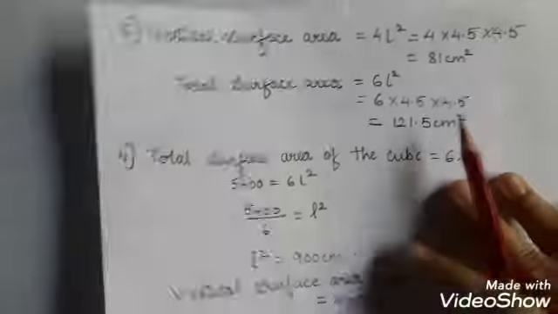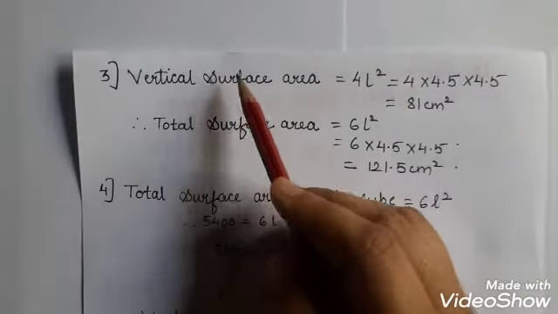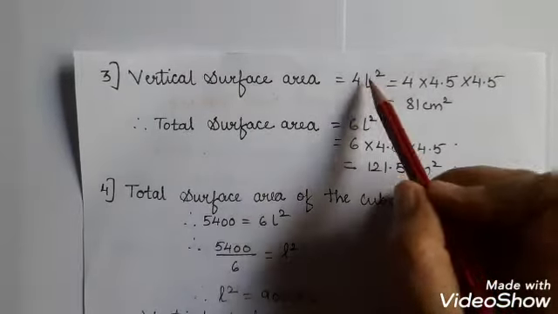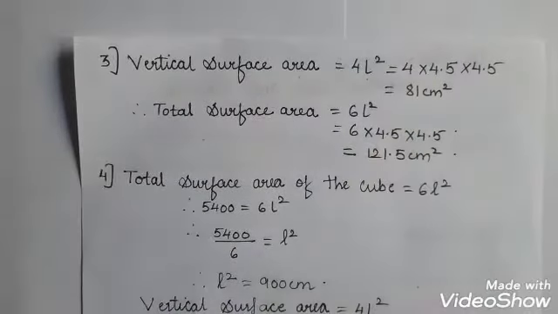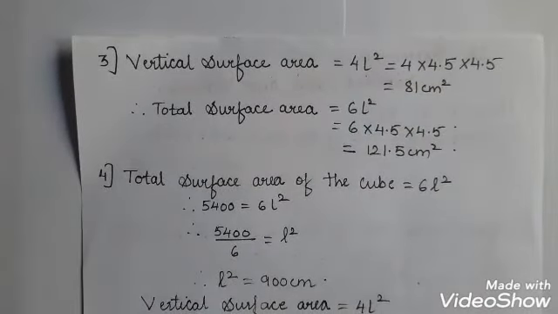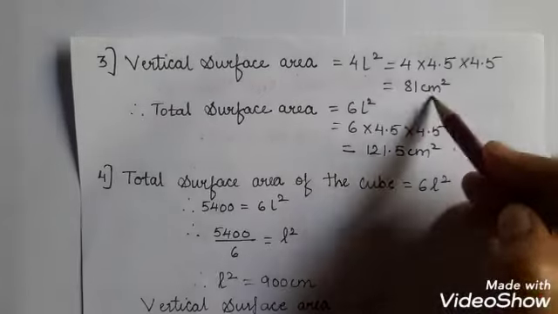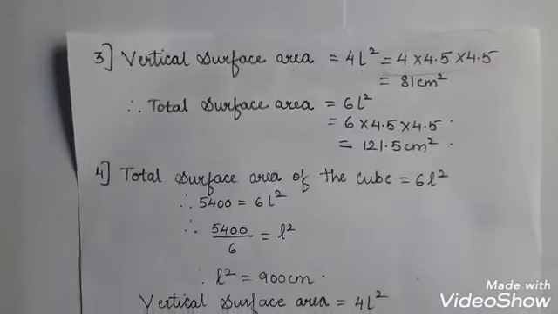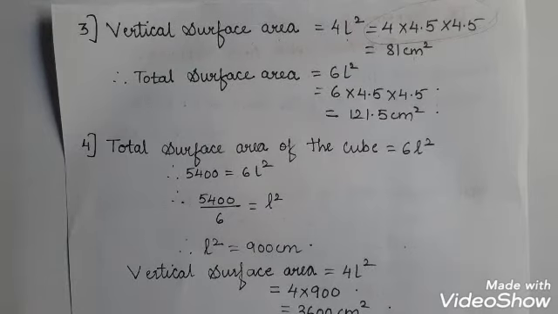Next, the third sum. Side of a cube is 4.5 centimeter. Now here the side of a cube is given to us as 4.5 centimeter, right? Find the surface area of vertical surfaces and also the total surface area of a cube. So now, first we will find the vertical surface area. The formula is 4L square, that is 4 multiplied by 4.5 into 4.5. Okay, so that is equal to 81 centimeter square. You multiply this, you get that as 81 centimeter square.